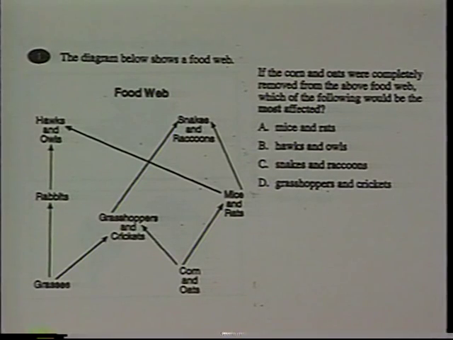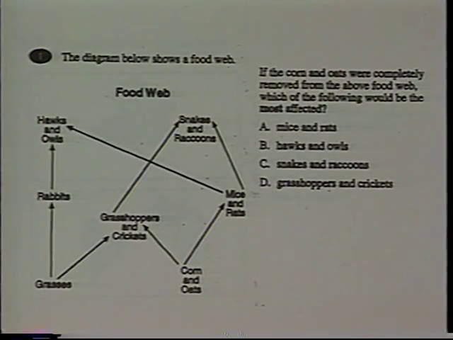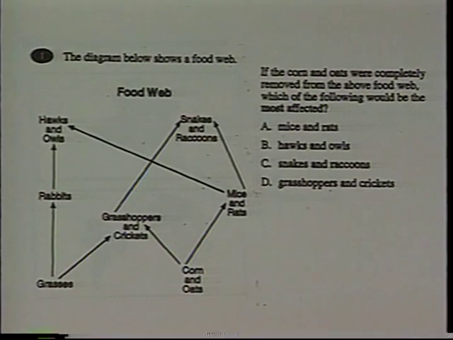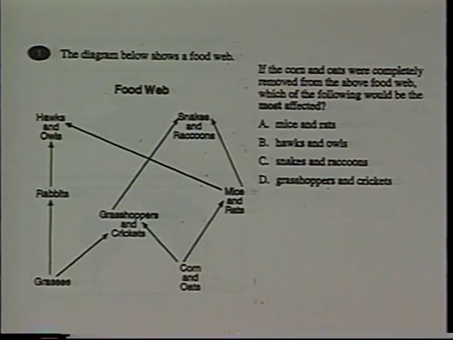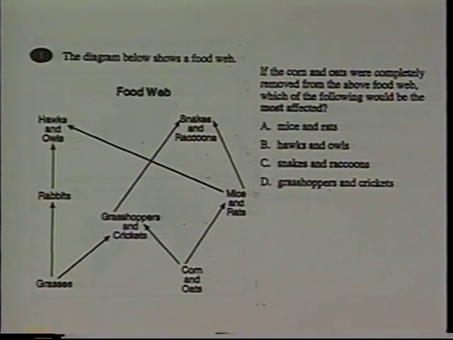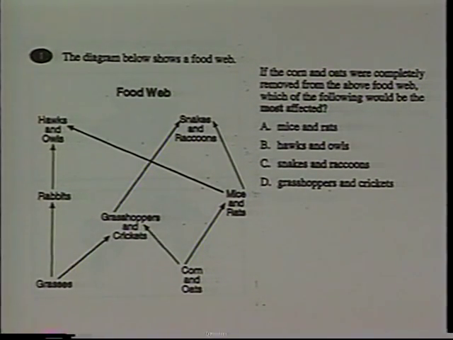All right. So now, the question was, which one of these things would be affected the most if the corn and oats are removed? If we took the corn and oats away, which one is going to be affected the most? A, mice and rats, because they only feed on the corn and oats.